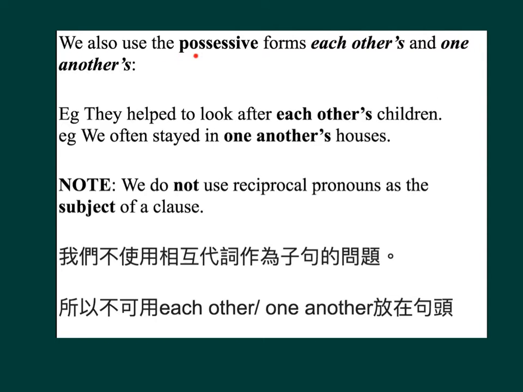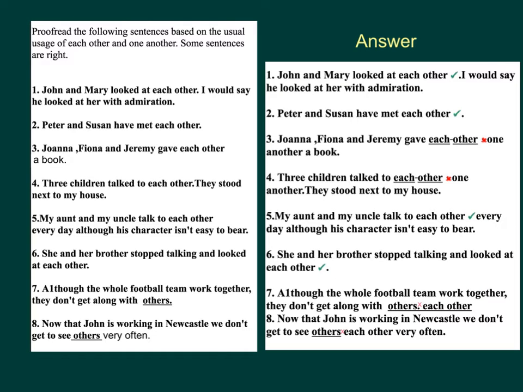We also use the possessive forms, each other's and one another's. For example, they help to look after each other's children. For example, we often stay in one another's houses. Note, we do not use reciprocal pronouns as the subject of the clause. 我們不使用相互代詞作為子句的問題，所以不可用 each other, one another 放在句頭。Proofread the following sentences based on the usual usage of each other and one another.